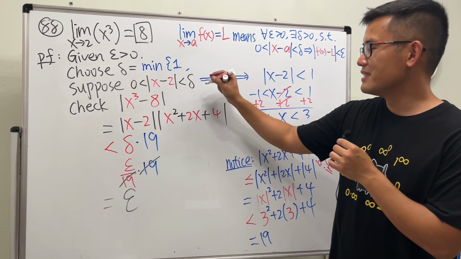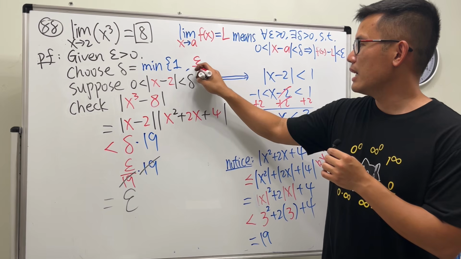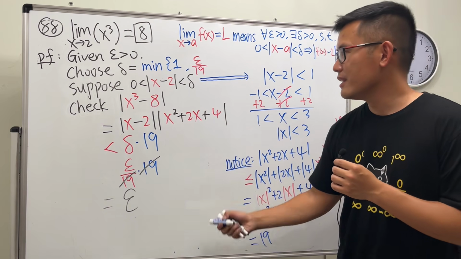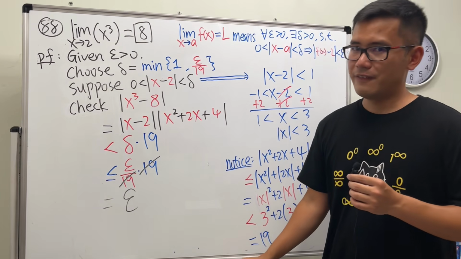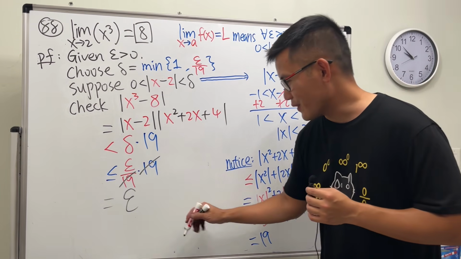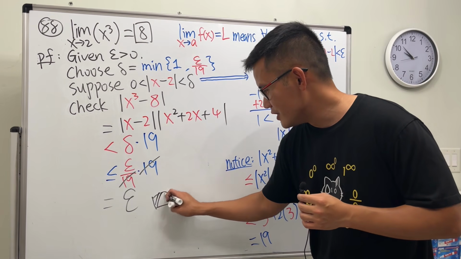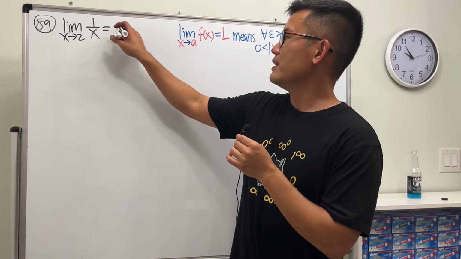So we can come back here and say, we also needed epsilon over 19. And close this, less than or equal to. Finally, don't you ever forget the box shading. Well, it's super easy, huh?